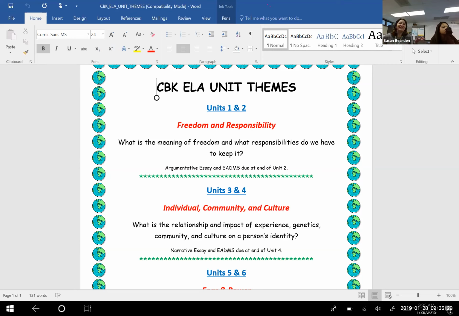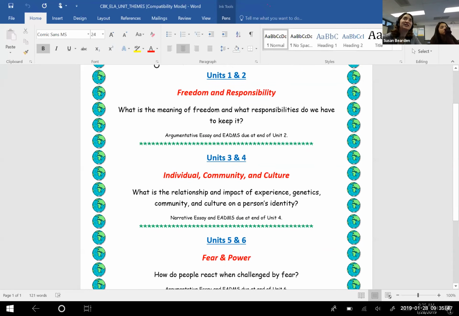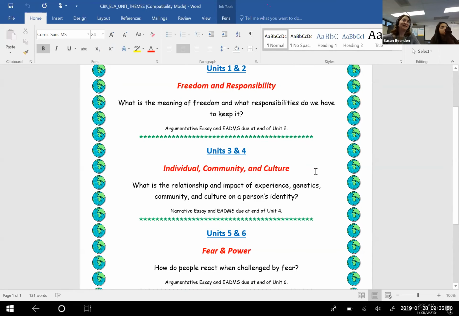And since we're all taking English classes, I thought we would write to the topics that are assigned in our English classes so that when we're done with this class, we have a solid essay to turn into our teachers for our English course. On the screen, you can see some of the English unit themes, and each unit theme has a topic. The first one is freedom and responsibility. Some of you may have already written this essay. It asks us the meaning of freedom and what responsibilities we have to keep it. So this is our first choice for a topic.